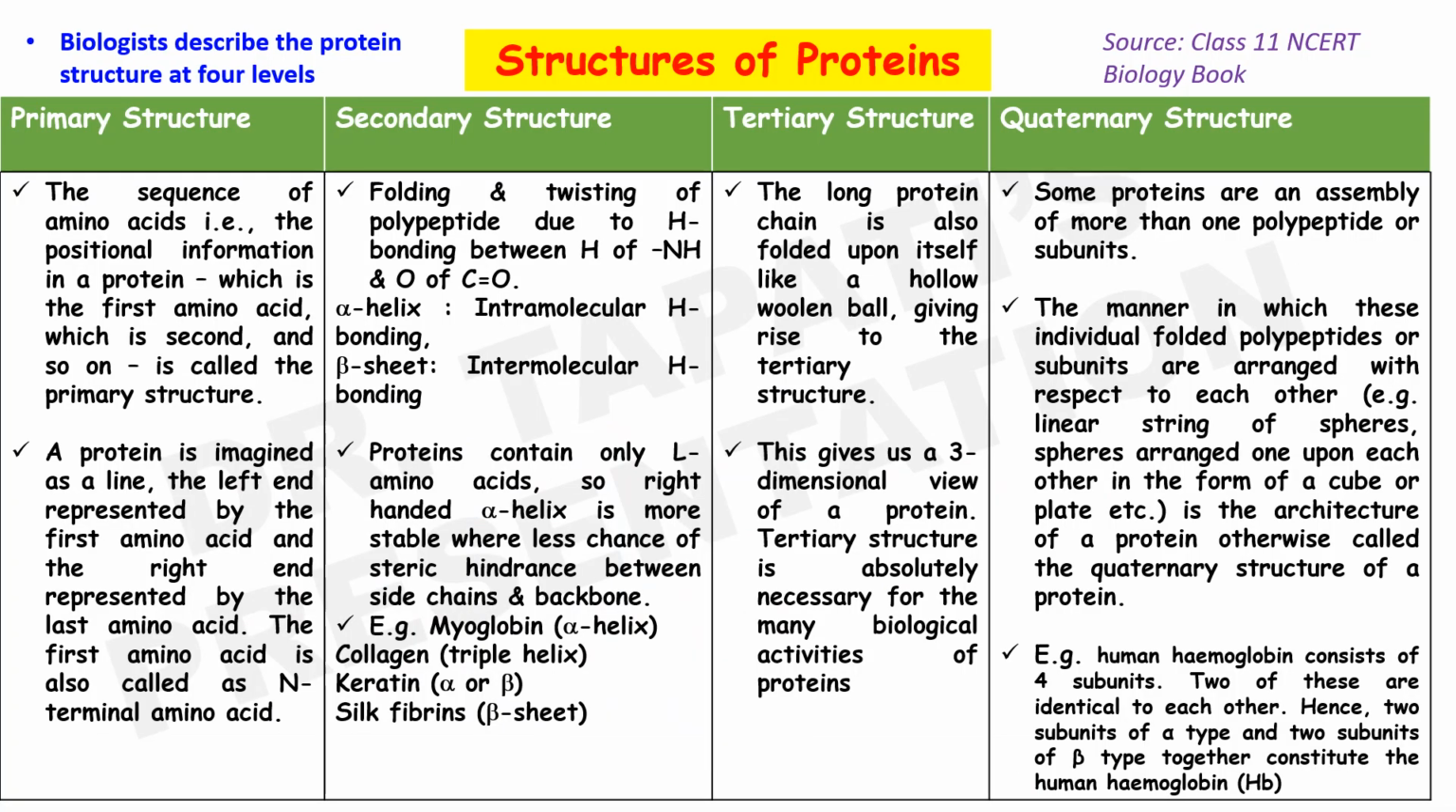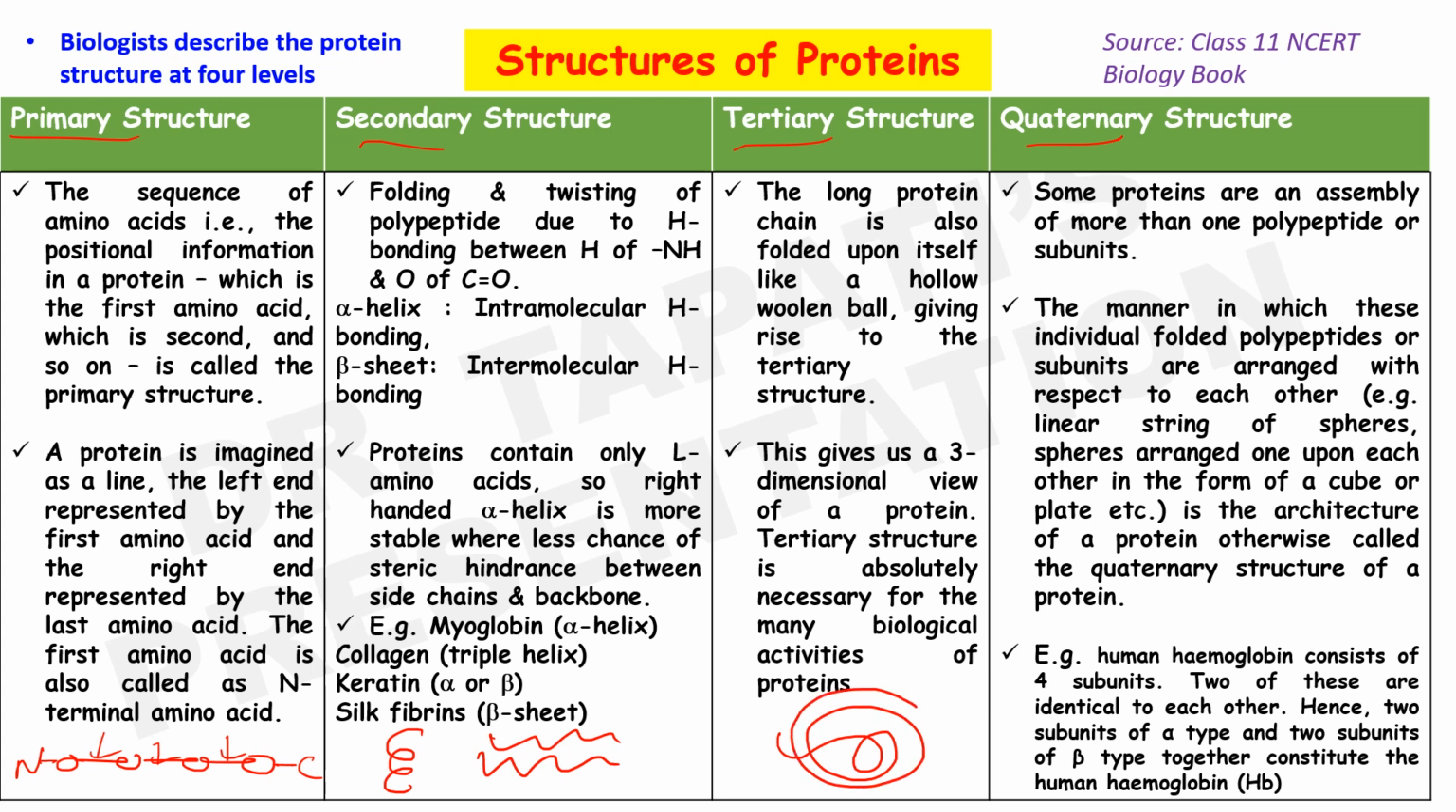In a shortcut way, if I explain primary, secondary, tertiary, and quaternary structure, I can say that primary structure means the sequence of amino acids. That means amino acids attached through peptide bonds, where the left end is known as the N-terminal end and the right end is known as the C-terminal end. Secondary structure means folding and twisting of that primary structure. So it may be alpha helical structure or it may be beta sheet structure. Whereas tertiary structure means folding of the secondary structure, giving you a woolen ball-like structure, and that is known as the tertiary structure.